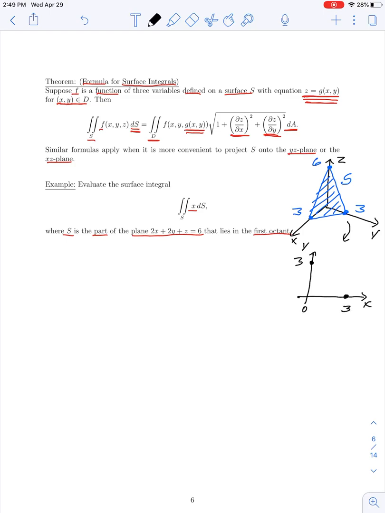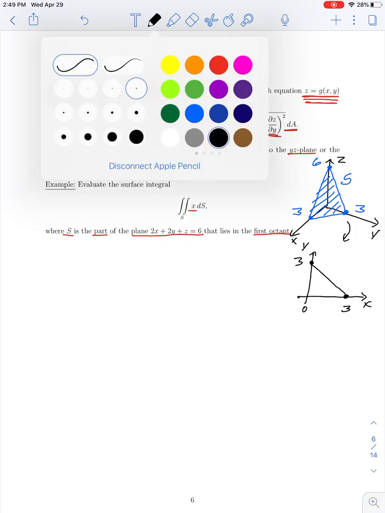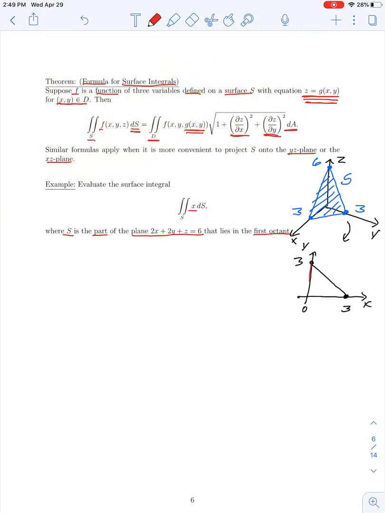So if we take the projection of our surface down onto the xy plane, we have this triangular region with vertices at (0, 0), (3, 0), and (0, 3). So this would be what we call D, our projection of that solid down onto the xy plane. We see that projection here in our earlier figure.